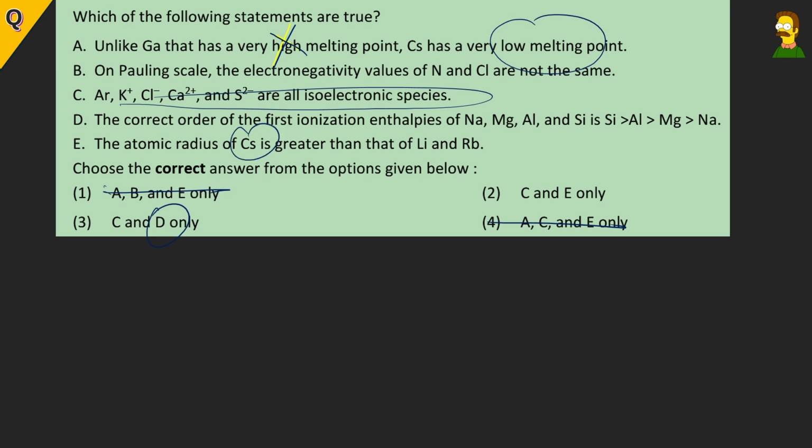Atomic radius of cesium is greater than lithium and rubidium. Now you need to know what is the order of things. Is it this or is it this? And exam ki anxiety mein you could mess this up. So I'd go with this one. C to definitely correct hai.